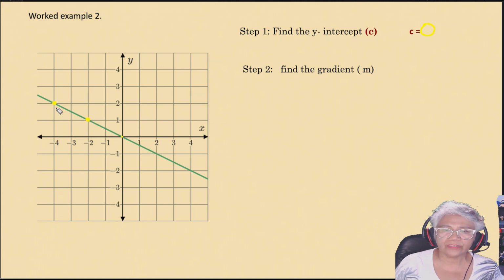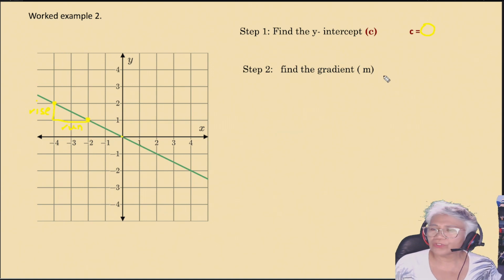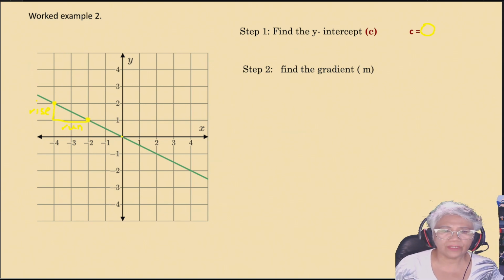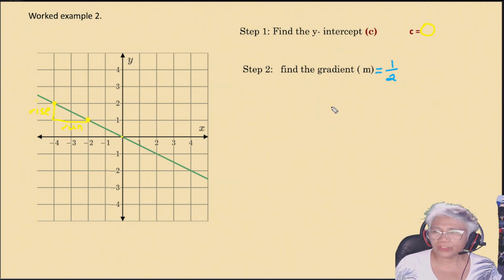Okay, where is the rise? Rise is a vertical line, so that is your rise. Okay, that's the rise and this one is your run. So this is equal to the rise, which is 1 over 2. All right, you can get any 2 points on the line, you will come up with this.